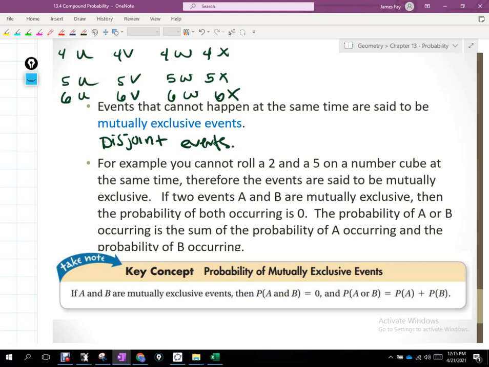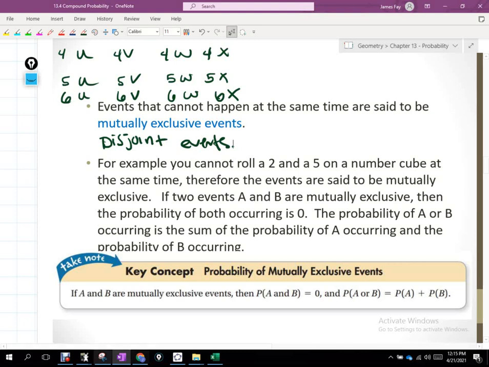The probability of A or B occurring is the sum of the probability of A occurring and the probability of B occurring. So if I ask what's the probability of rolling a 2 or a 5? How many 2s show up on a dice? 1. How many 5s? 1. So I take the 1/6 from the 2 and the 1/6 from the 5 and add them together. When I say or, I've created a larger favorable group that goes in the numerator. The denominator is still the same sample space.